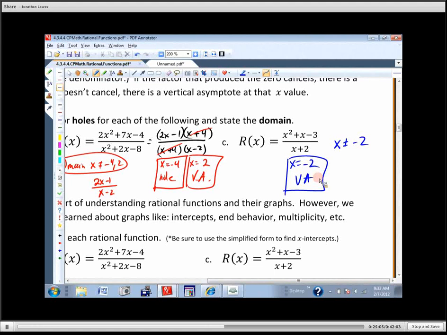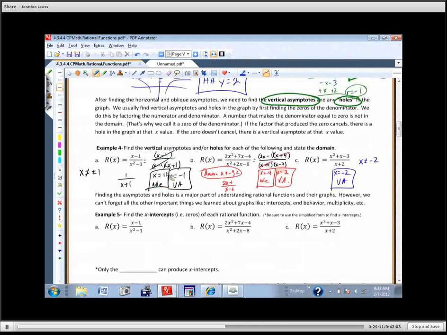Okay? When you're finding holes and vertical asymptotes, then it's just a question of, well, what can't you plug in, and does it cancel or not? We can't plug in a plus or a minus 1. This one cancels, so it's a hole. The other one's still a vertical asymptote. Okay, are there any questions? Yeah.